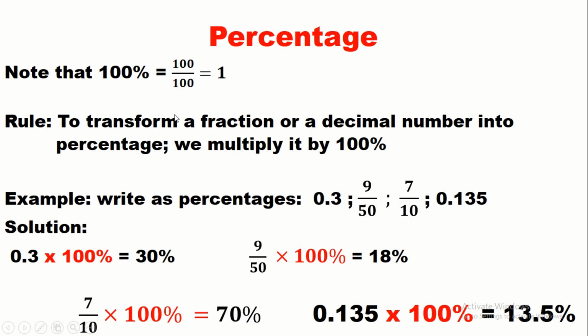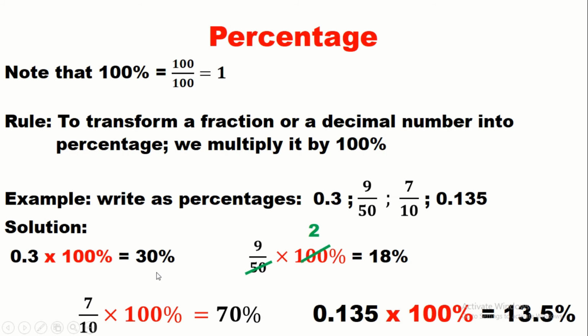Sure, in order to transform a fraction or a decimal number into a percentage, we just multiply it by 100%. Here are some examples. If we transform 0.3 into percentage, we just multiply it by 100%. Now we move the point by 2 digits since we are having 2 zeros. So it will be 30%. Sure, we fill the empty spaces by 0. Here the same. 9 over 50 times 100%. Can't we simplify 100 over 50 is 2? Now 9 times 2 gives us 18%.